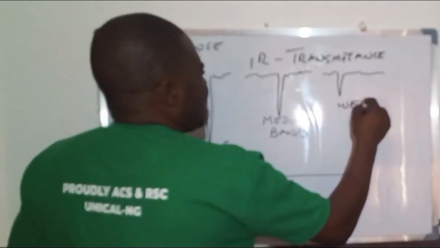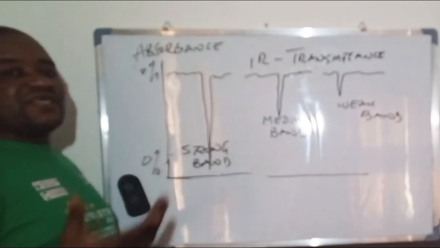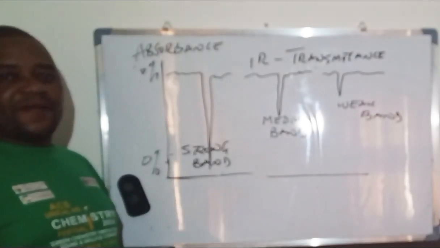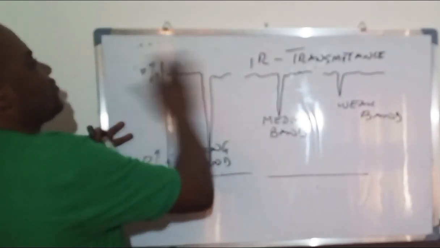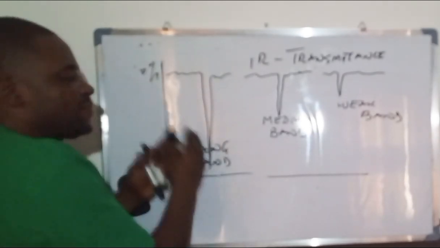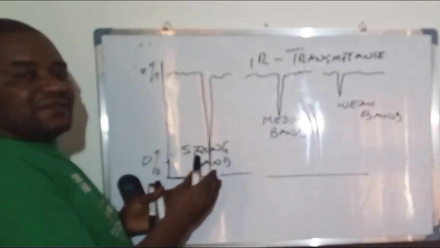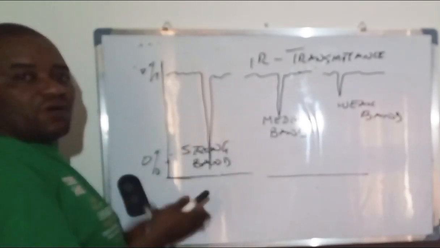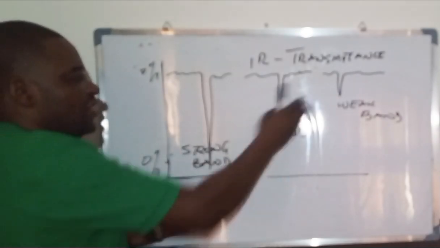And this is a weak band. All of them have readings you can get from the data you can generate from them. So this is a typical IR transmittance spectra, because we have 1, 2, 3 here. But for each of these, you have a strong band, you have a medium band, you have a weak band.